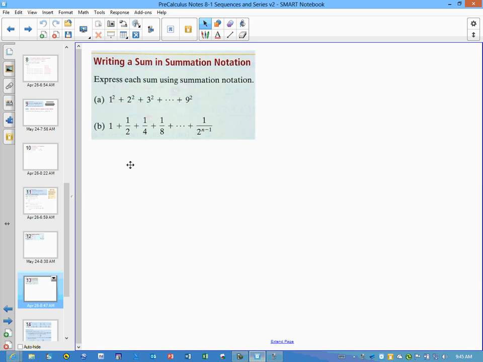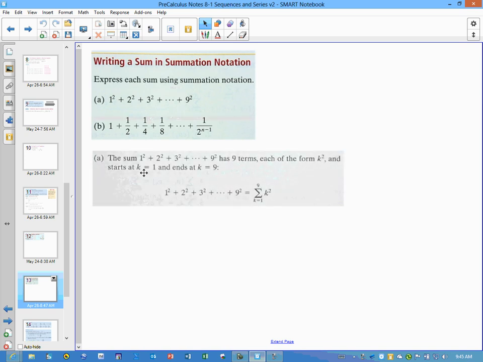So if we use k for our indexing variable, then we can say here that we're going from k equals 1 to k equals 9. And each term will be in the form of k squared. So therefore, my answer will be the sum as k goes from 1 to 9 of k squared.